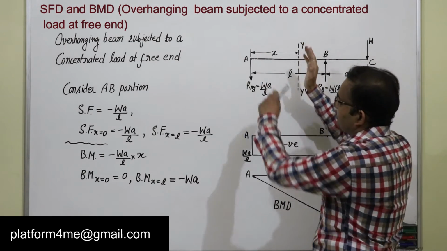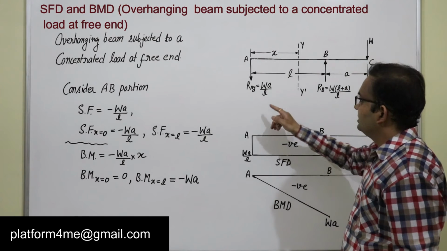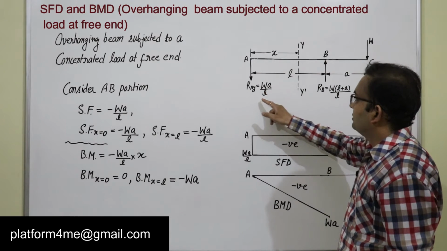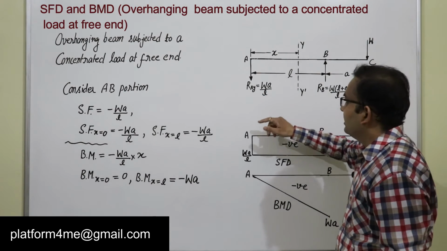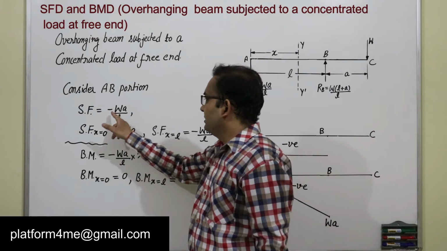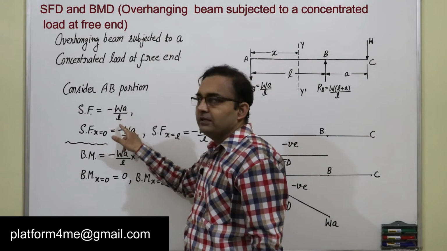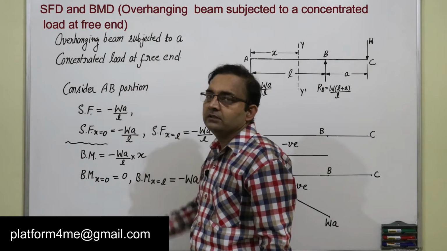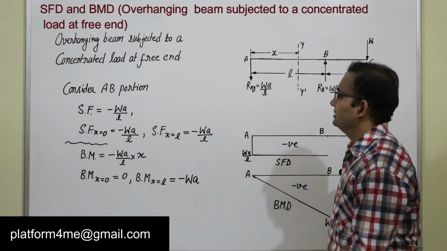Towards the left of this section there is one force, which is RAY, equal to WA by L, and it is acting downward. So, minus WA by L, it is downward. This is the general equation.